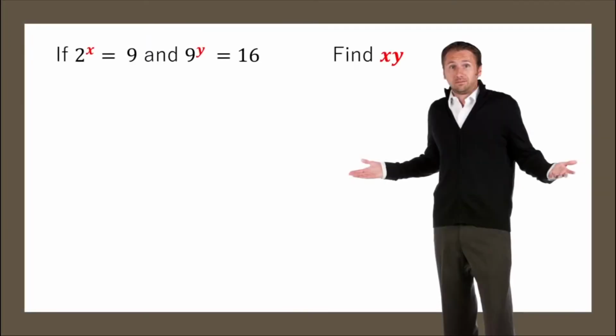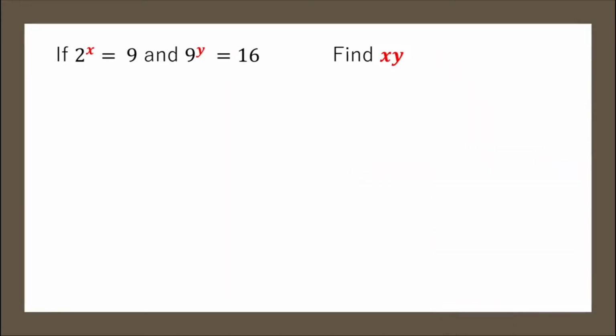Solving problems together. And today we're going to dive straight into a problem that involves algebraic powers. We've been told that if 2 to the power of x equals 9 and 9 to the power of y equals 16, can we find xy? What are some initial thoughts of how we might start?